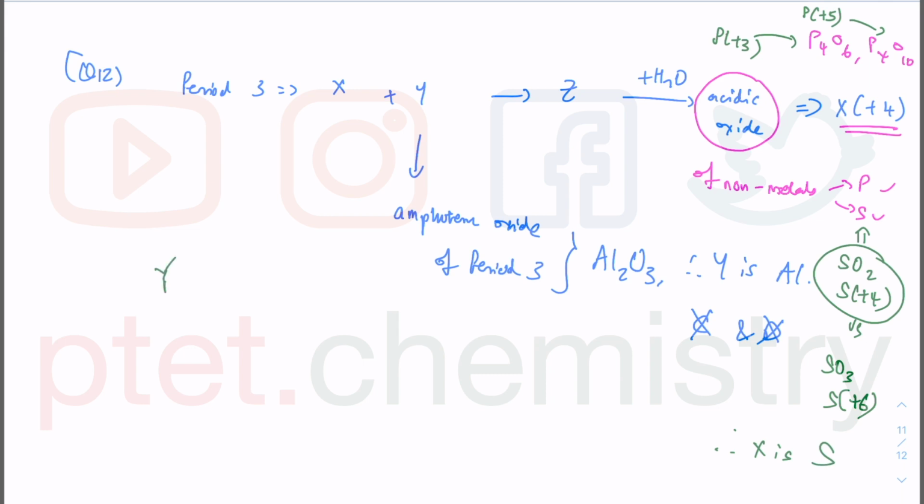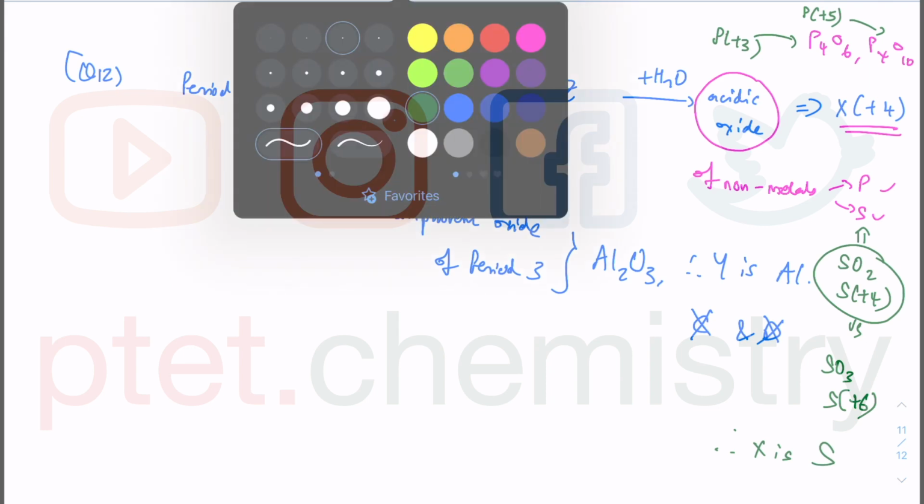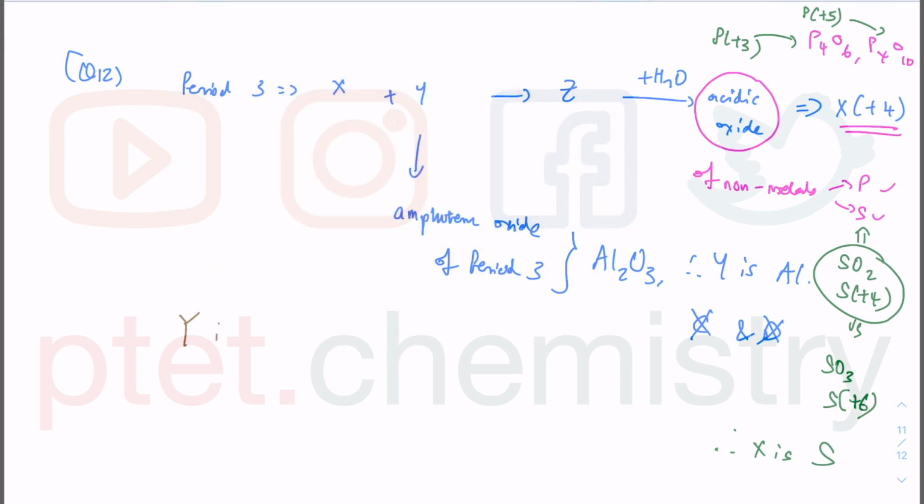Handwriting is getting really bad here. Y is aluminium, X is sulfur, so you only have one answer, which is B there.